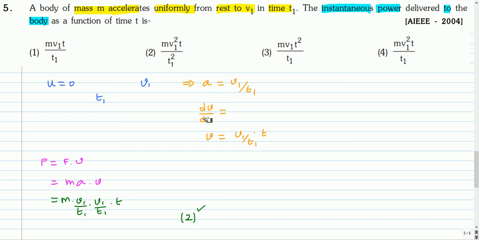And acceleration is dv by dt. From this we can get v as v1 by t1 into t. And the initial velocity is 0, that's why the integration constant here is 0. If you put t equal to 0, we get v as 0. And the body is starting from rest.